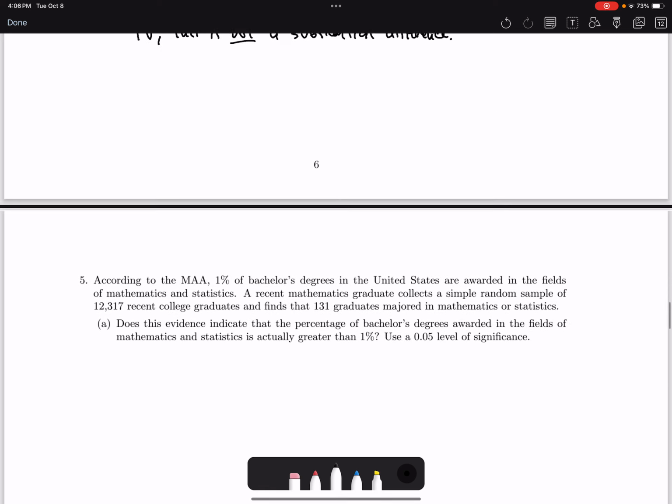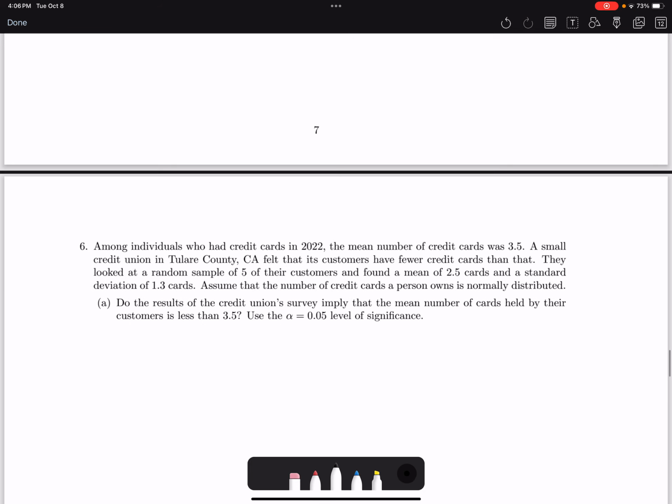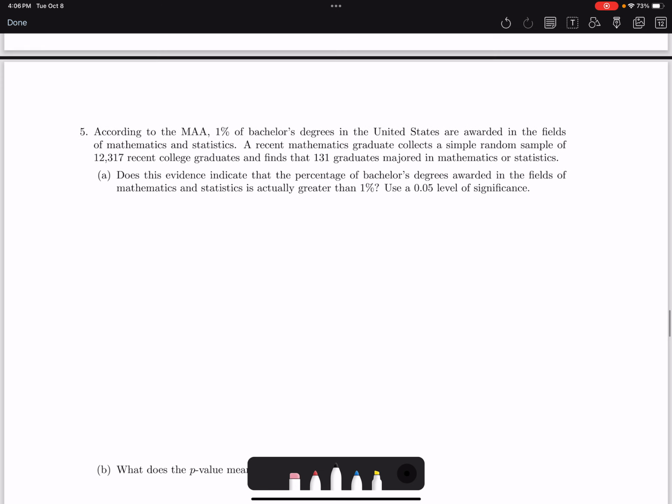Okay. I think I've got 2 more examples. Yeah, 2 more. So we'll do 2 more.